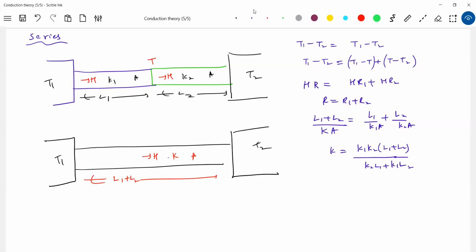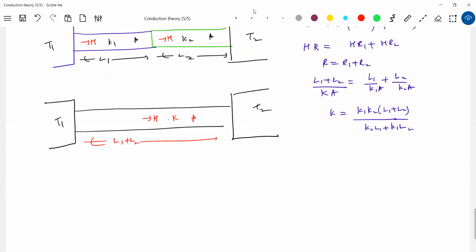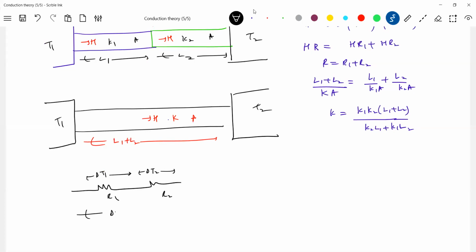Okay, can we write this temperature difference in terms of this temperature difference? Let me bring this, and this will be much easier for you. Temperature difference delta T1, temperature difference delta T2. The overall temperature difference is delta T. How can we express delta T in terms of these? So the same heat current will flow. Delta T1 we can write as H into R1.